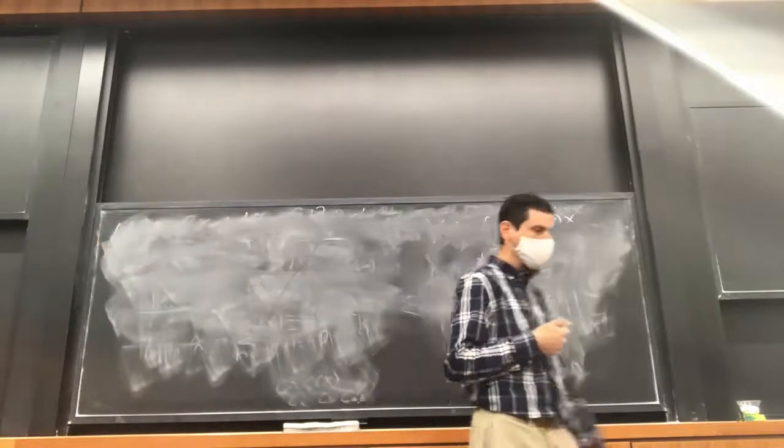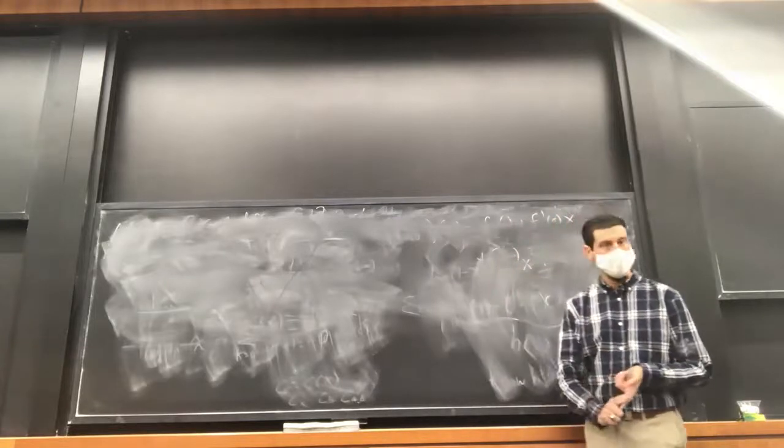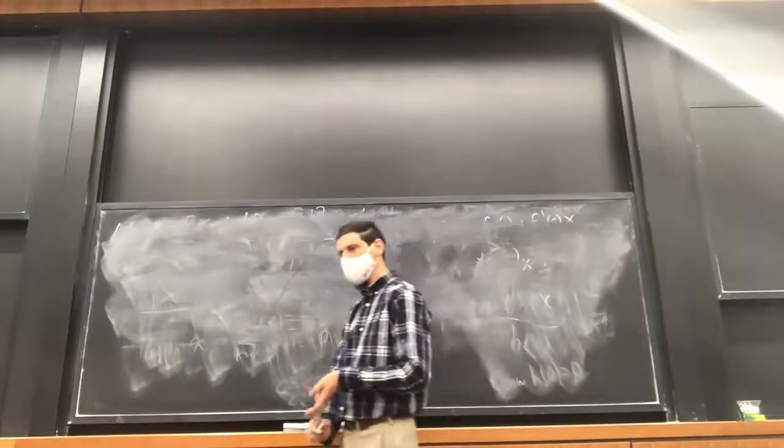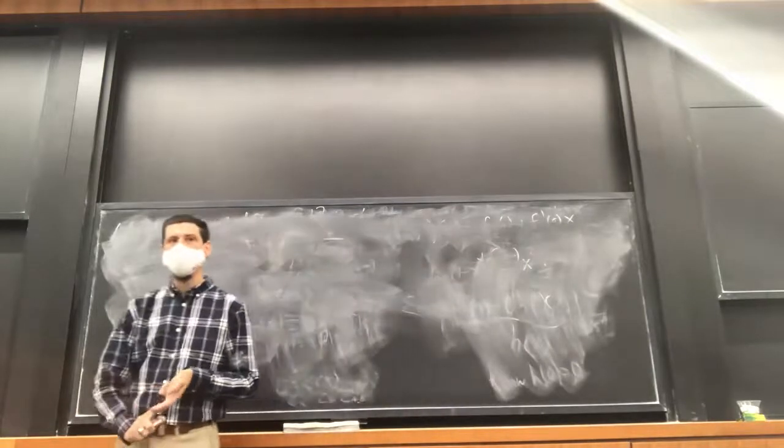So we will assume that all birthdays are equally likely. We will assume that there are no February 29ths, and we will assume that the birthdays are independent.